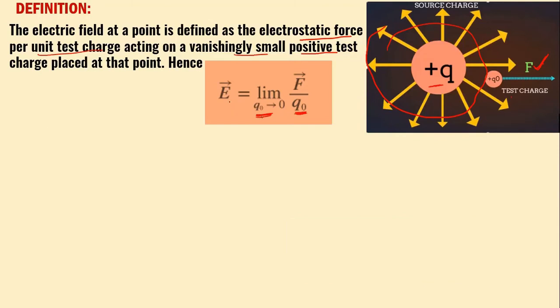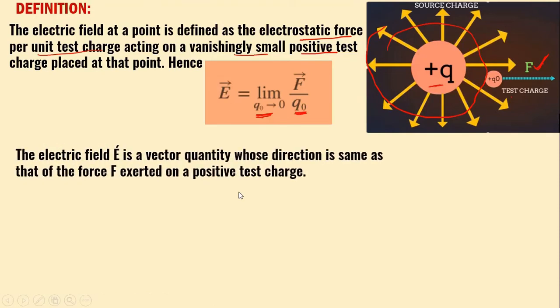So, what will be the definition? It is defined as the limiting case where Q naught tends to 0, force per unit test charge. Now, I will explain why we need a vanishingly small positive test charge. But before that, let's look at the electric field. Here, E is a vector quantity. Why? Because its direction is the same as that of the force F experienced by a positive test charge.